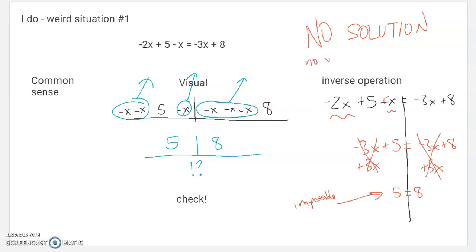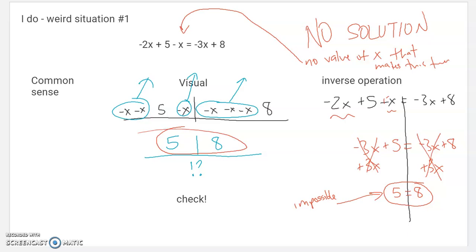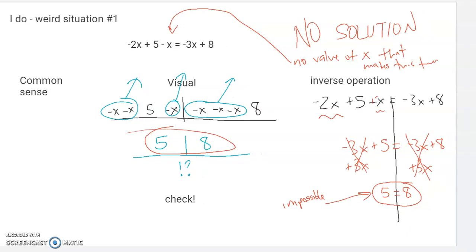There is no solution to this equation. There is no value of x that makes this true. You could guess and check, you could common sense, you could inverse operation, you could draw. No number that you could possibly put into this equation will possibly make it true, and this is how you know. When you get something that can't be true, it has no solution. Let me show you another weird situation.